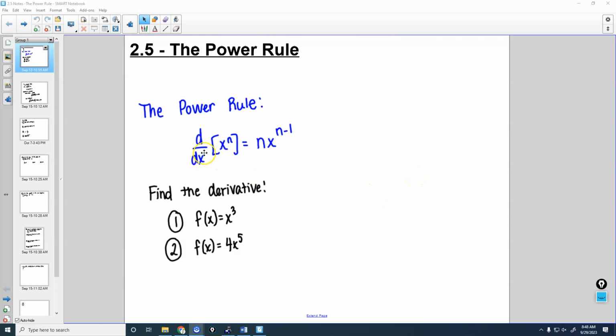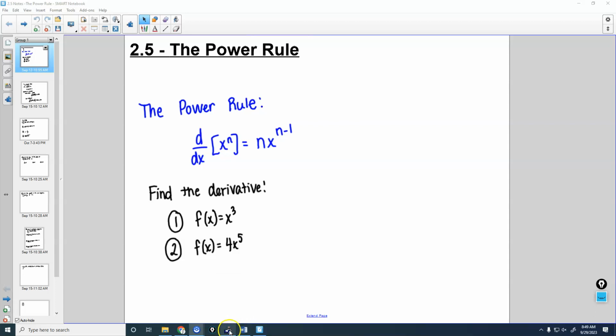Here is the power rule. So this right here, d over dx, means we're taking the derivative. So if we're taking the derivative of a variable raised to a power, you can do the limit definition of a derivative, or you multiply out front by the coefficient and you decrease the exponent by 1. Okay, here's what it looks like.